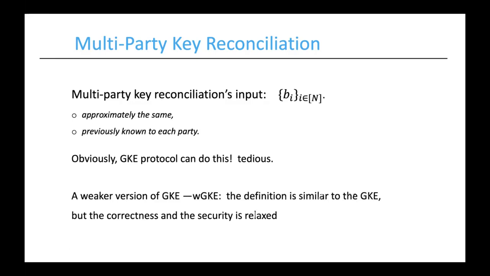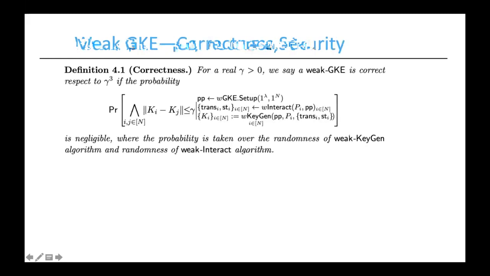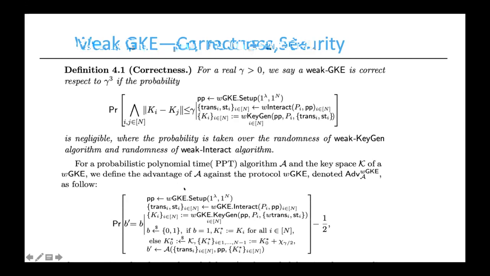So we just relax the GKE, and we define the definition and an instantiation. The security and correctness are relaxed. For correctness, instead of requiring the KIs to be equal, we just require them to be very close to each other. For security, instead of giving one K, here we give all the Ks to the adversary, and want the adversary to distinguish whether the Ks are uniformly sampled from the key space or properly generated.